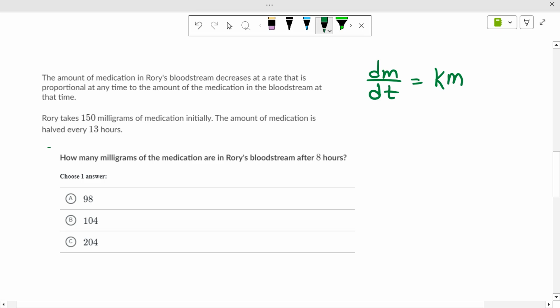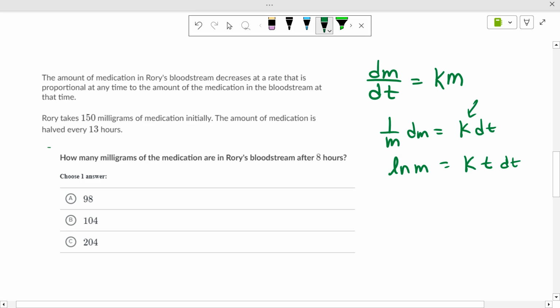So, to solve this, what would I do? Well, the m goes to the other side because the dm is on top, right? So it's going to be 1 over m dm equals k dt, where k is our constant of proportionality. So ln of m equals k t dt.